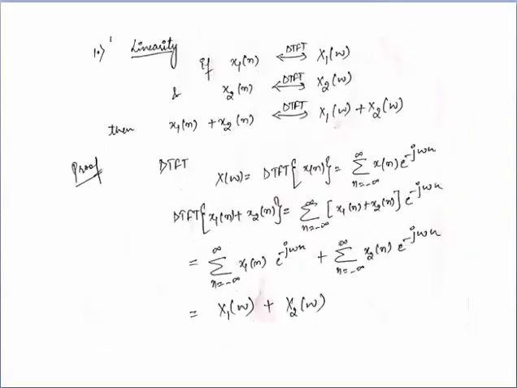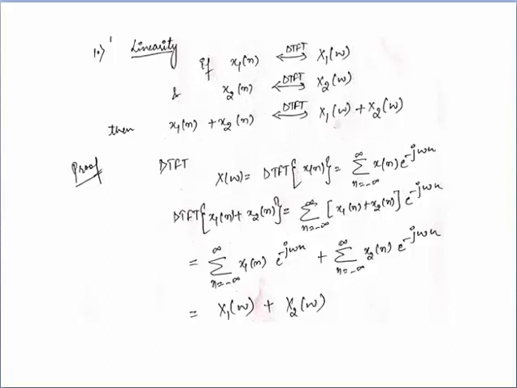Now the first property of DTFT is linearity. In linearity, if x1(n) DTFT is X1(ω) and x2(n) DTFT is X2(ω), then according to the linearity property, x1(n) plus x2(n) DTFT is equal to X1(ω) plus X2(ω).